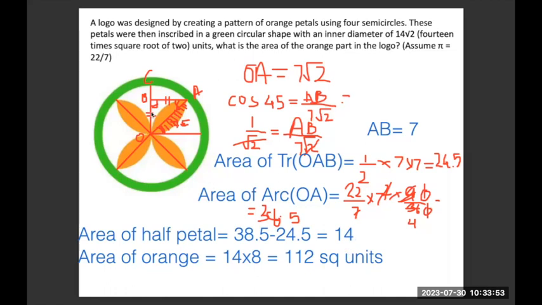The orange part is made up of 8 such half petals, so the area of the orange part will be 14 into 8, which is 112. Is this clear? Any doubts, any questions?